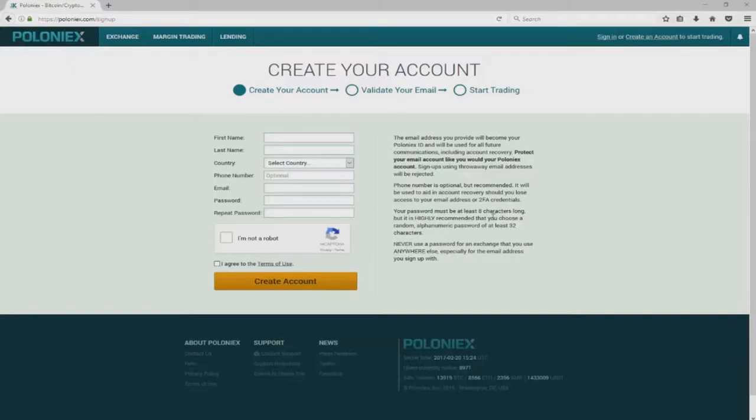And then you'll have to verify your email. They're going to send you a verification code, and you just click on it to verify your email.